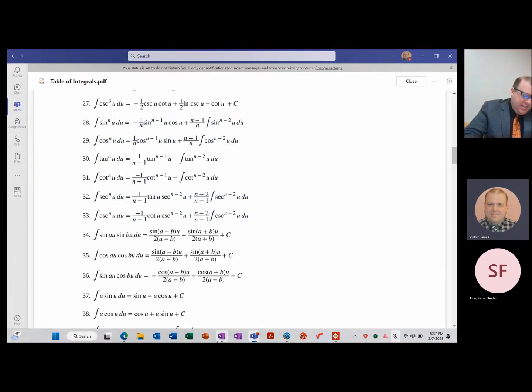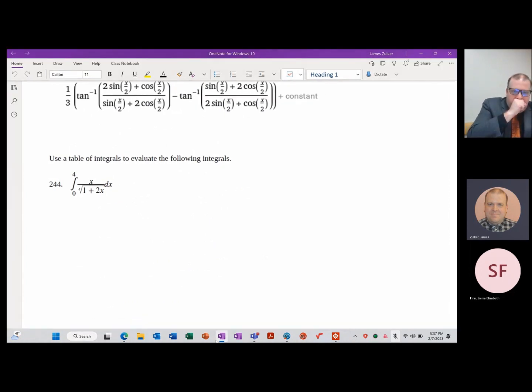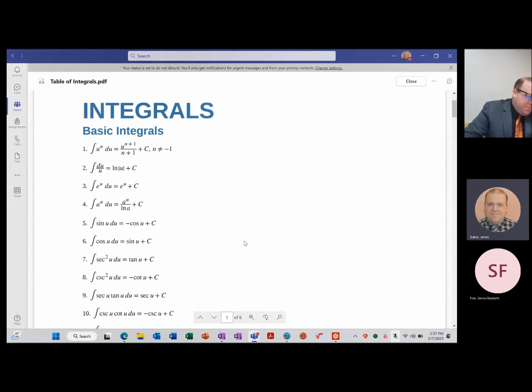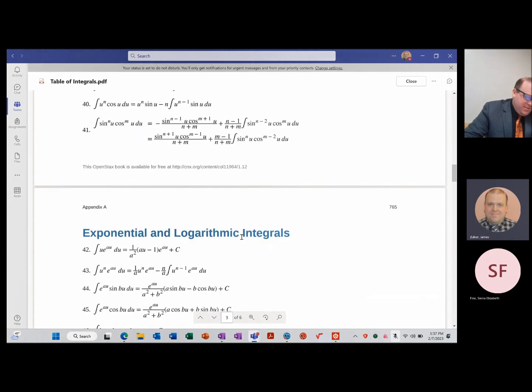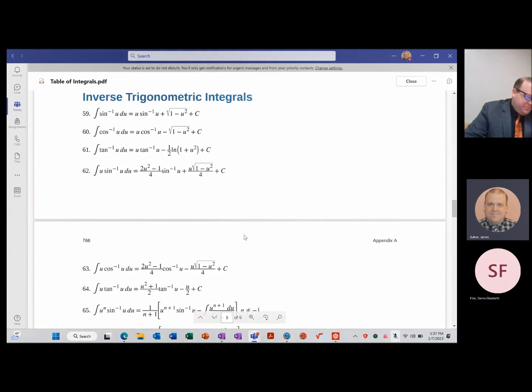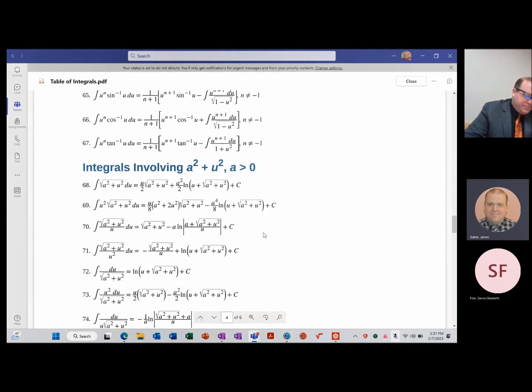So let's take a look. We have x over the square root of 1 plus 2x. So let's scroll through. Okay, it's not basic. It's not going to be trigonometric. Definitely not exponential or logarithmic. We can ignore hyperbolic. It's not an inverse trig.